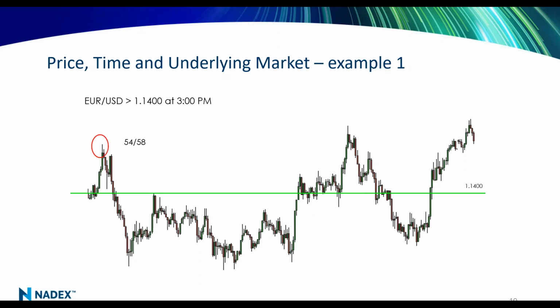So early in the day, when the price of the euro US dollar was above 114, it was giving the binary a greater than 50% chance of being true. In fact, it was pricing it at 56%. That was the middle of the bid-ask spread. It was saying, yes, there's a 56% chance of this settling at the end of the day above 114.